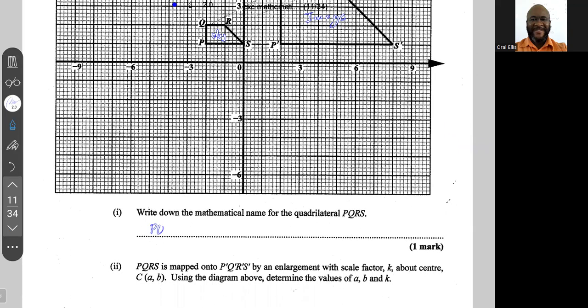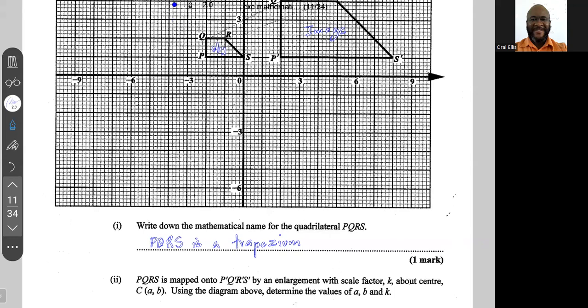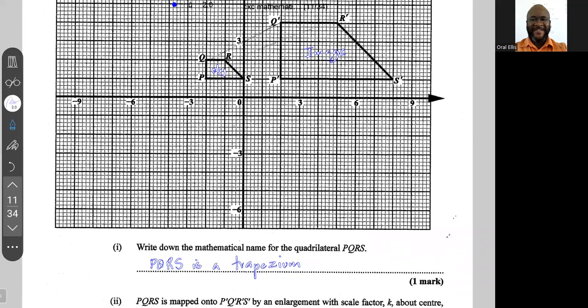PQRS is a trapezium. What is a trapezium? A trapezium is a quadrilateral with one pair of parallel sides. So the side at the top and at the bottom here, those sides are parallel.